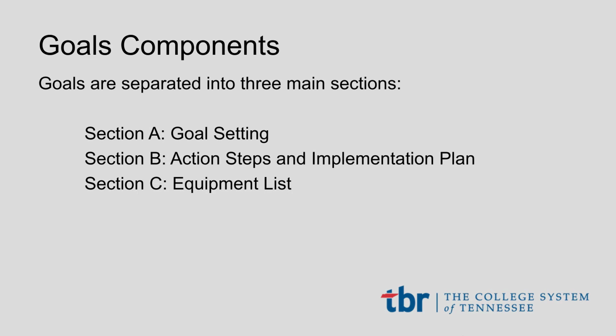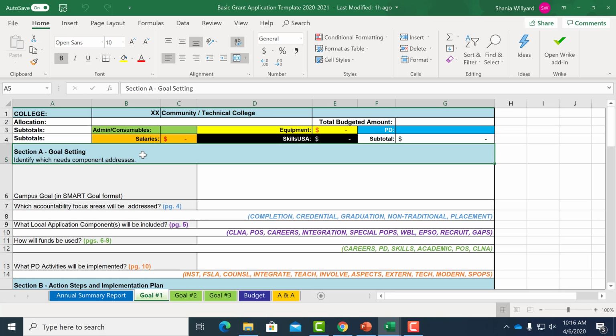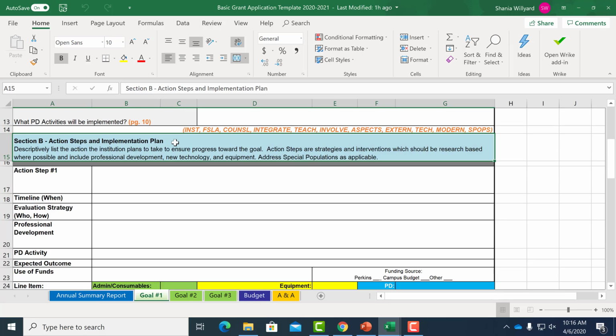The goals worksheet templates are separated into 3 main sections. Section A is for goal setting, Section B is for action steps and implementation plan, and Section C is the equipment list. Let's take a look at each section within the template. Section A is for goal setting. Section B is for action steps and implementation plan.